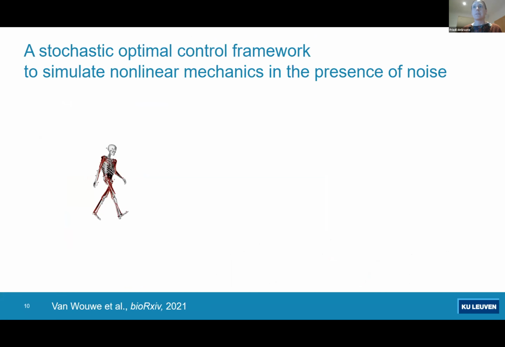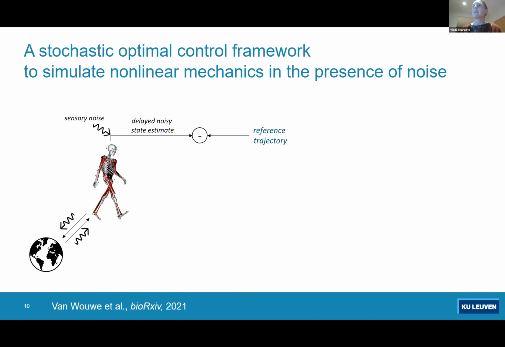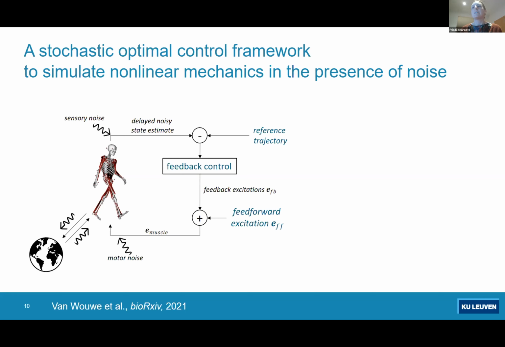To account for the effect of noise, we are developing a stochastic optimal control framework to simulate nonlinear mechanics in the presence of noise. So in general, we consider the musculoskeletal system that interacts with a noisy environment. The state of the system is sensed by noisy sensors, and compared against a desired movement trajectory. Deviations between the sensed and desired movement trajectory result in feedback corrections that are added to feed-forward commands. And these neural commands drive the muscles, and the transformation between neural commands and muscle force is again noisy.